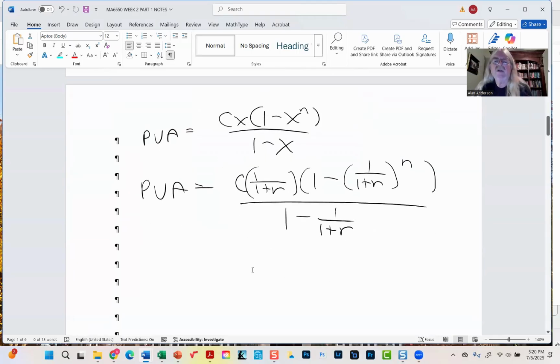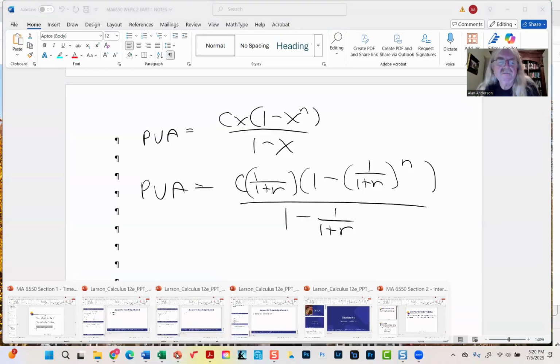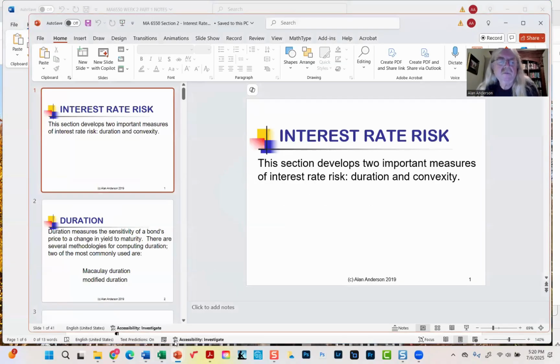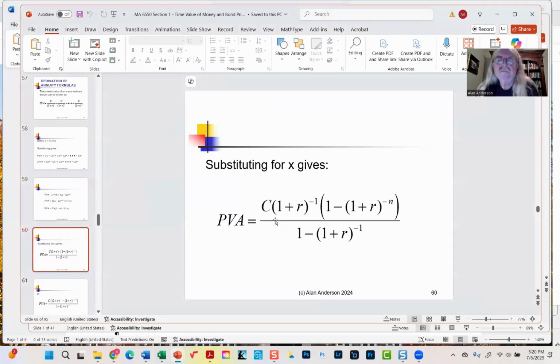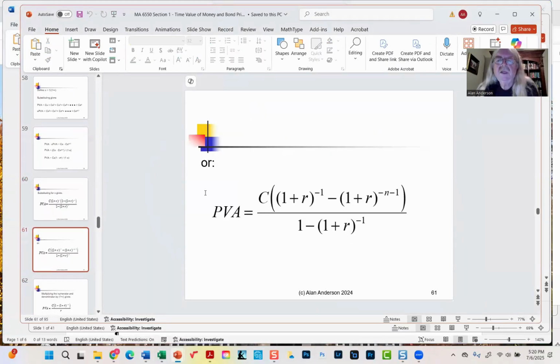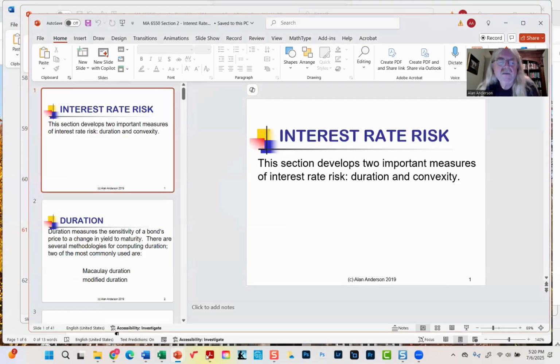Okay, so now what happens? Well, now we obviously have to simplify it. One thing we can do is multiply it across in the top two terms. And let's see, where does that get us?